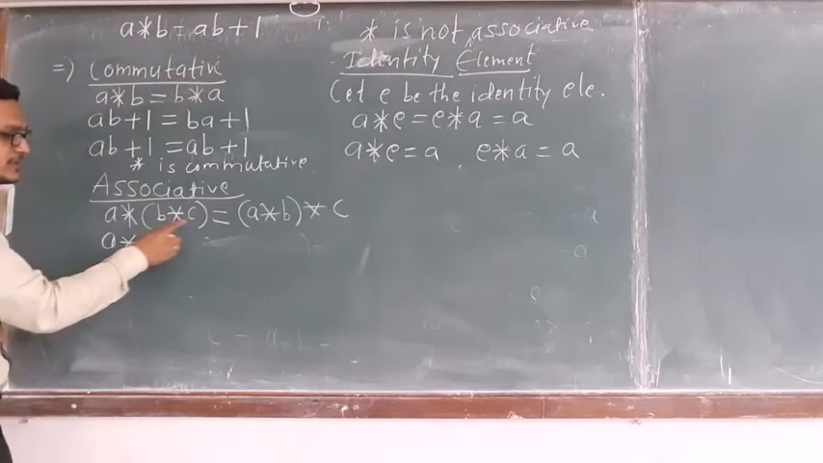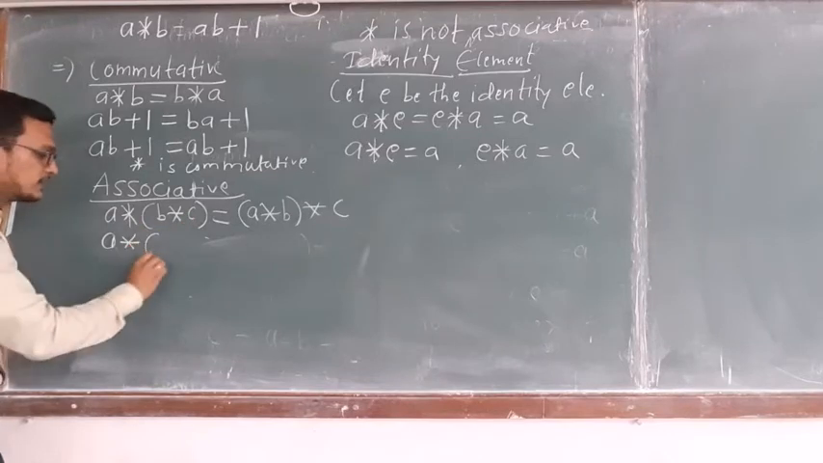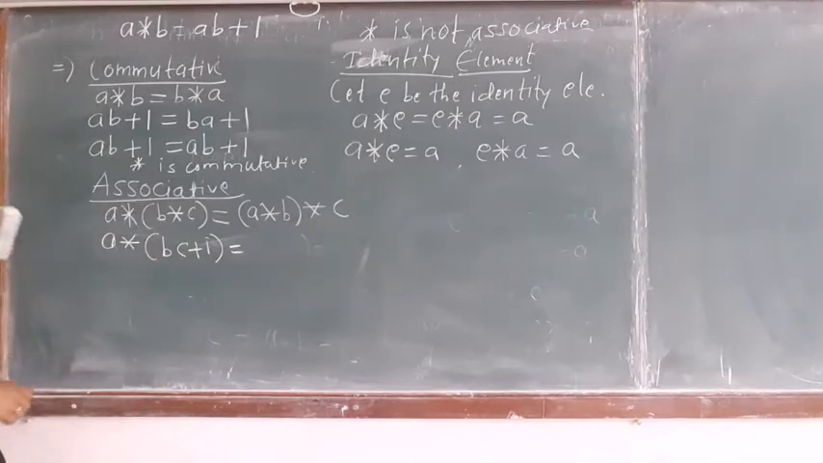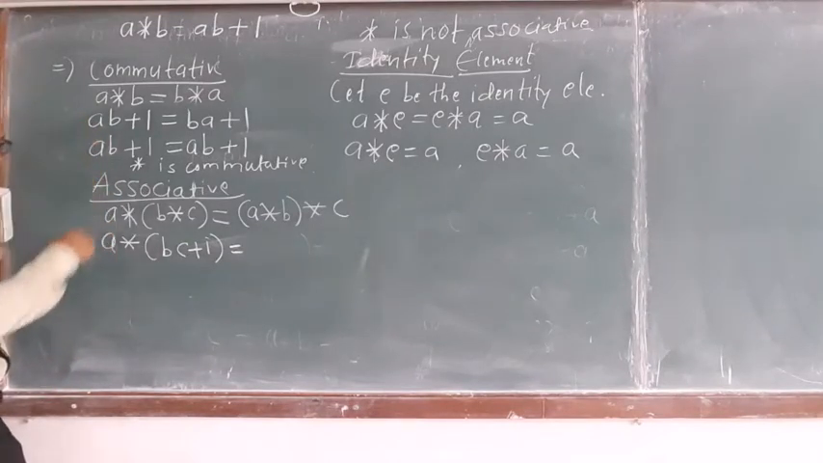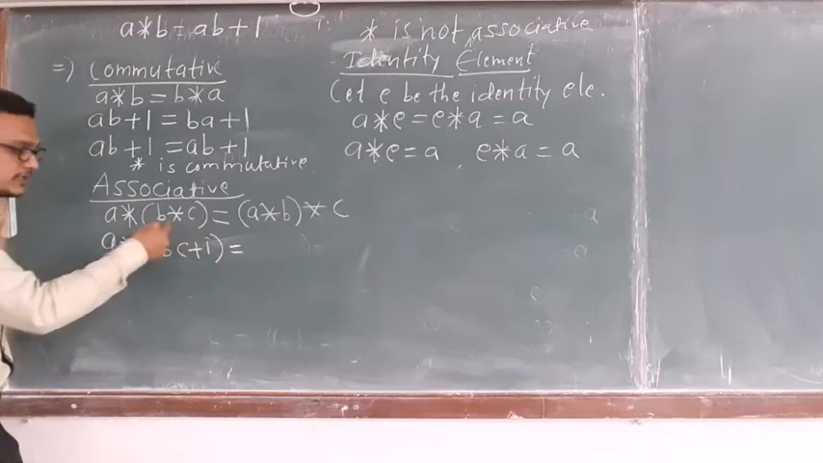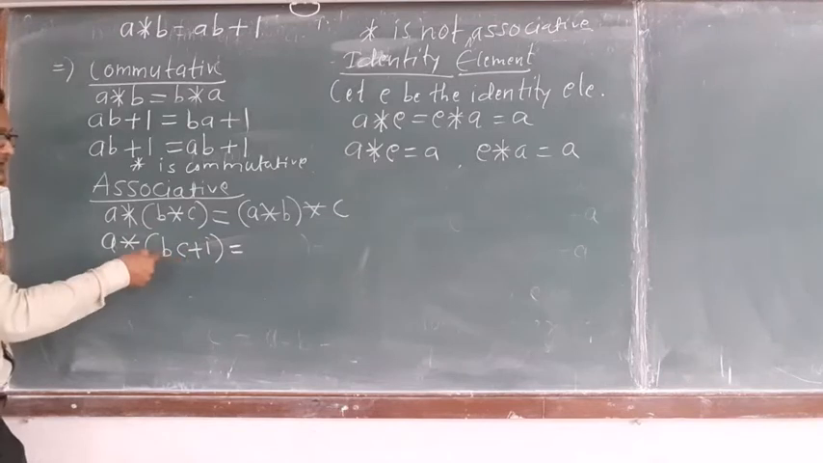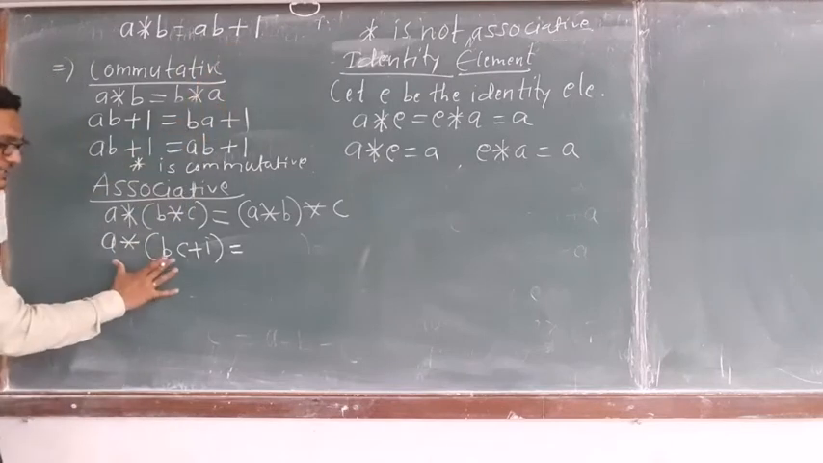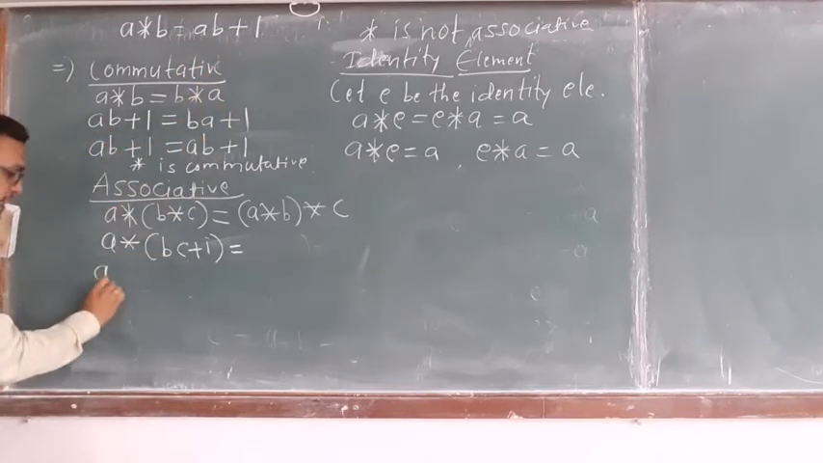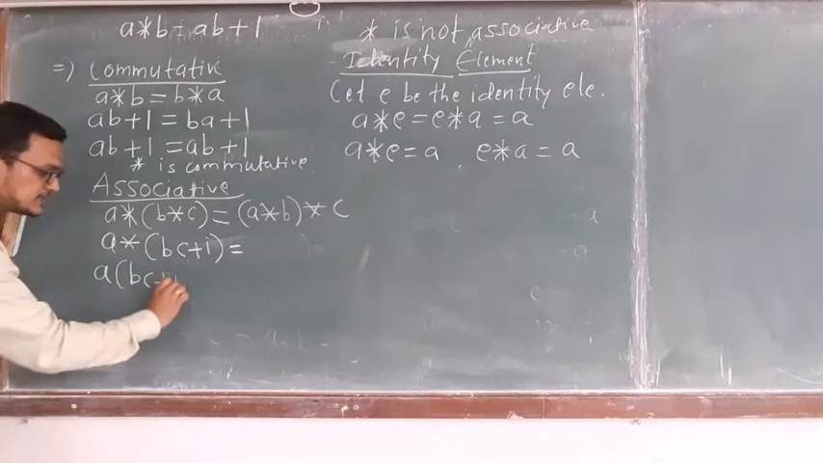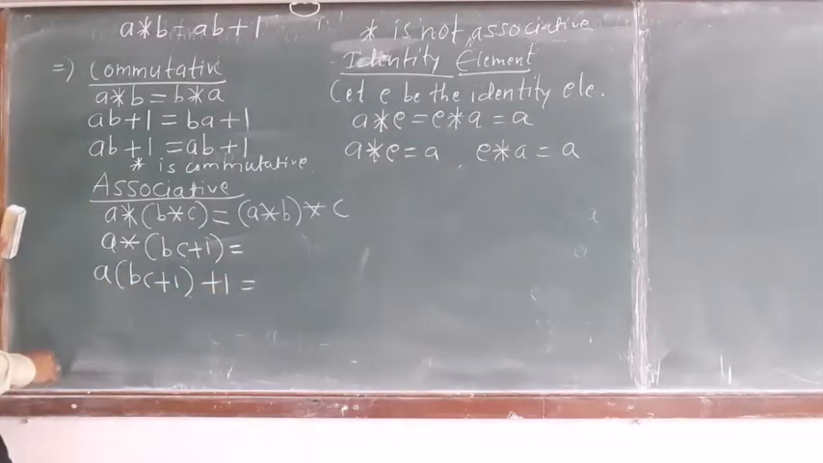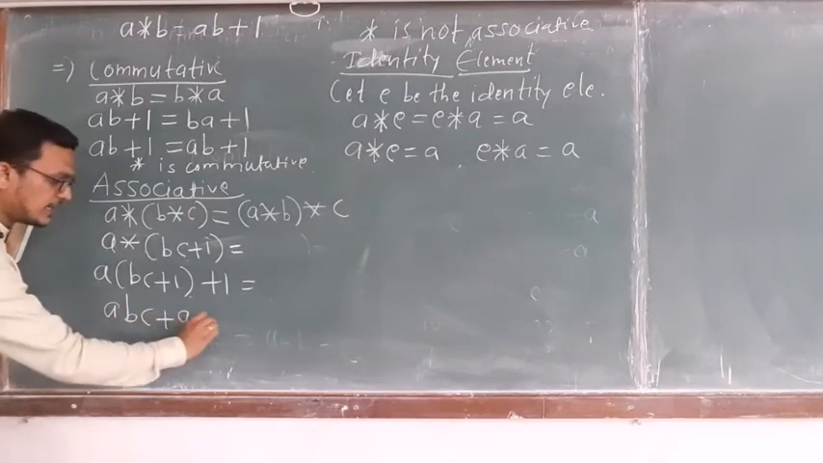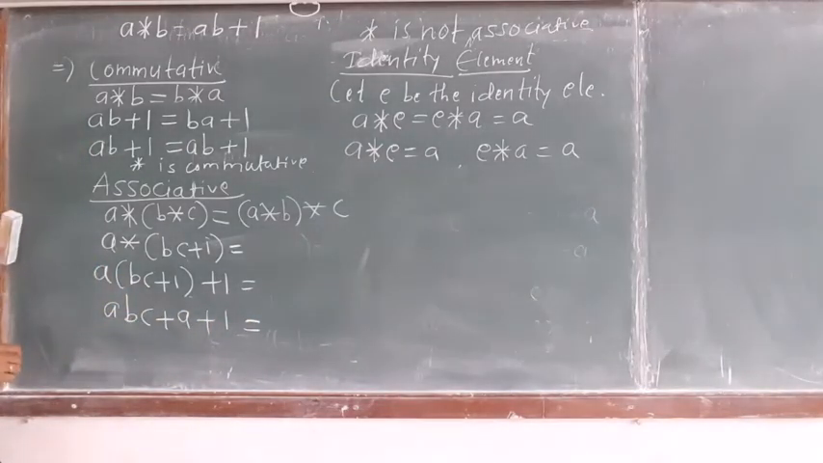Now here again the definition. A star B is AB plus 1. What is B star C? Multiplication of this plus 1, so that is BC plus 1. So first find out the LHS. Again you have to use the definition of A star B. In the place of B, I am having the term BC plus 1. So A into B plus 1, multiplication of this and plus 1. So A into BC plus 1 and plus 1. Now multiply A inside the bracket, that is ABC plus A and plus 1. This is your LHS answer.